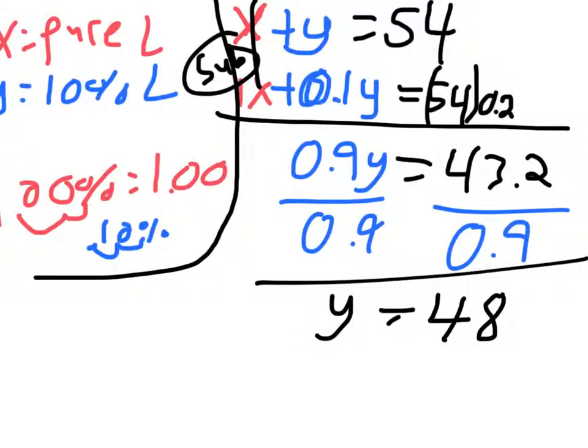So there's 48 liters of the 10%. You can take that fact and look at the first equation, x plus y equals 54. Well, this is 48. This has to be 6, because 6 plus 48 makes 54. So x is 6. There we go. Again, this means 6 liters of the pure acid and 48 liters of the 10% acid will give us the 20% mixture of 54 liters.